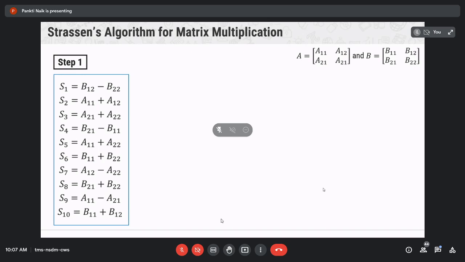So in step 1, find the value of S1, S2, up to S10.